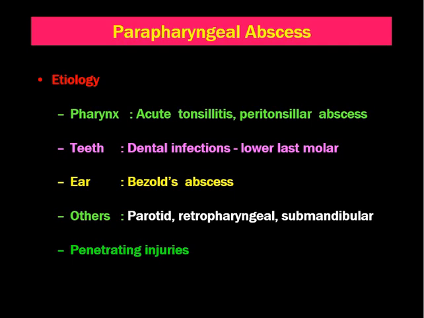In cases of complicated chronic otitis media, the infection can spread from the mastoid to the sternomastoid muscle sheath, which comes in the neck as Bezold's abscess. Bezold's abscess lies in the parapharyngeal space. Infections from the parotid, retropharyngeal space or submandibular space can spread to the parapharyngeal space. There may be multiple space infections which will reach the parapharyngeal space, and sometimes penetrating injuries from the neck will also lead to infection of the parapharyngeal space, leading to parapharyngeal abscess formation.